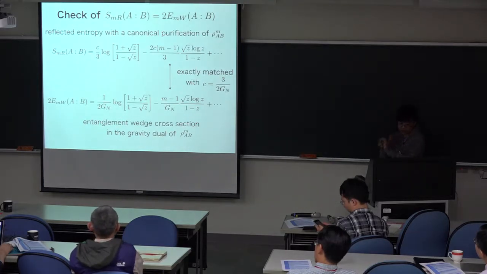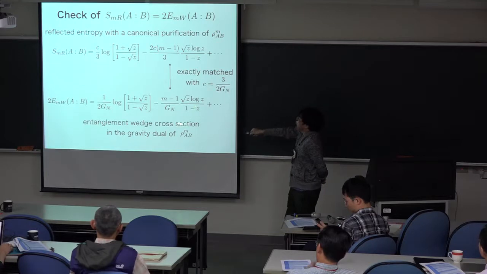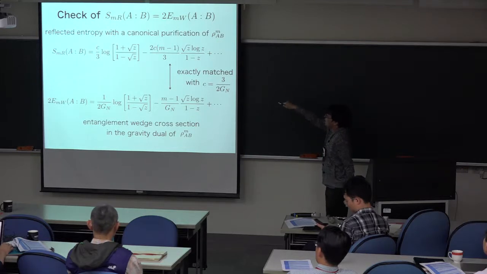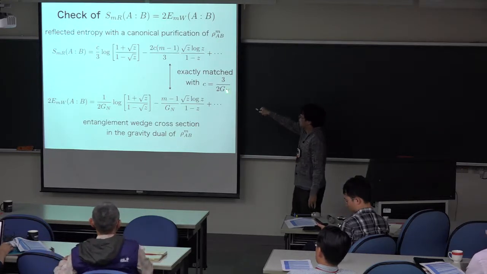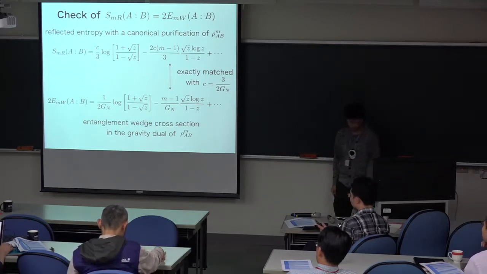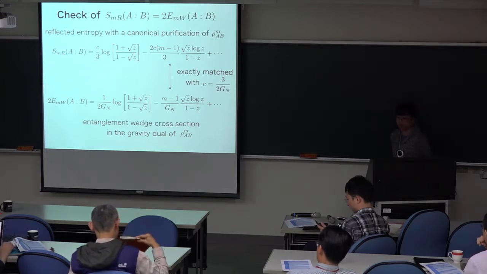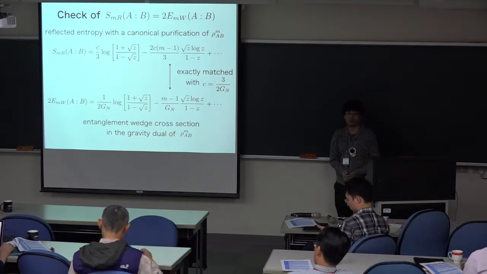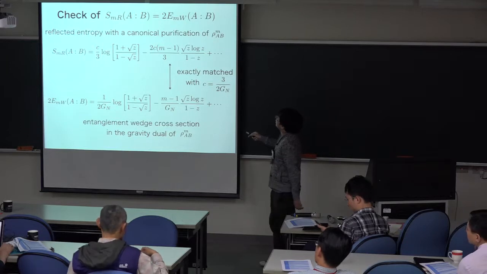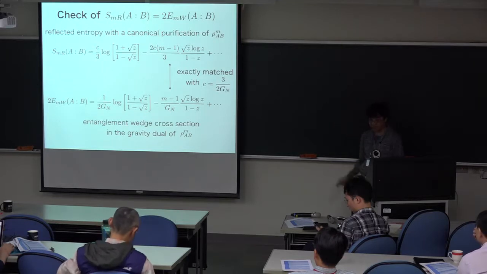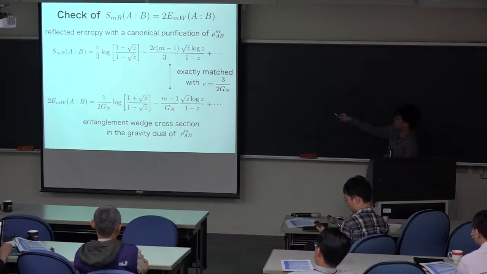So by using these computation methods, we can compute S_R and E_W as follows. And as you can see, these first order terms exactly match by using the relation between the central charge c and the gravitational constant G. And this correspondence means an explicit check of the duality between reflected entropy and entanglement wedge cross-section in the first order in n-1. So this is our result.